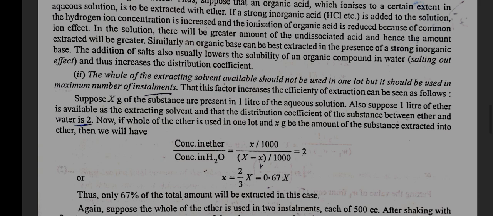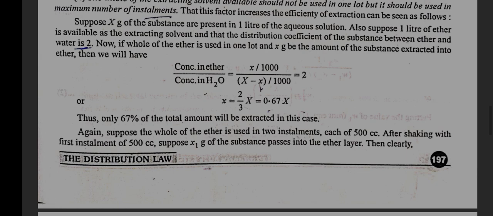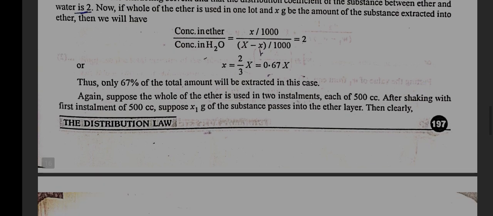Now if the whole of the ether is used in one lot and x1 gram of the substance is extracted into ether, then concentration in ether divided by concentration in water is equal to (x1/1000) divided by ((x - x1)/1000) equal to 2. Then x1 is equal to 2/3 of x, which is 0.67x. Thus only 67% of the total amount will be extracted in this case.